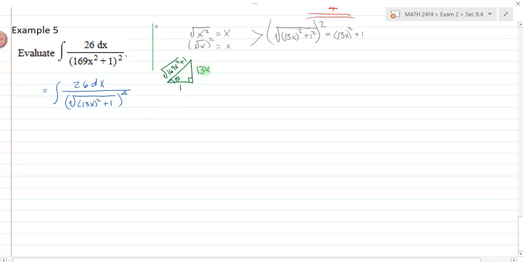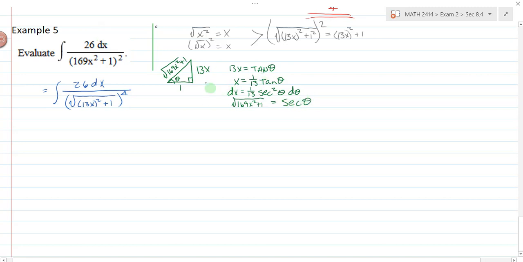So now I need to solve for x. If I do 13x over 1, that gives me 13x is equal to opposite over adjacent, which is tan theta. So x is going to be 1/13 tan theta. What is dx going to be? It's 1/13 secant squared theta d theta. And so what is the radical going to be? Well, hypotenuse over adjacent gives me the radical. Hypotenuse over adjacent is secant theta.